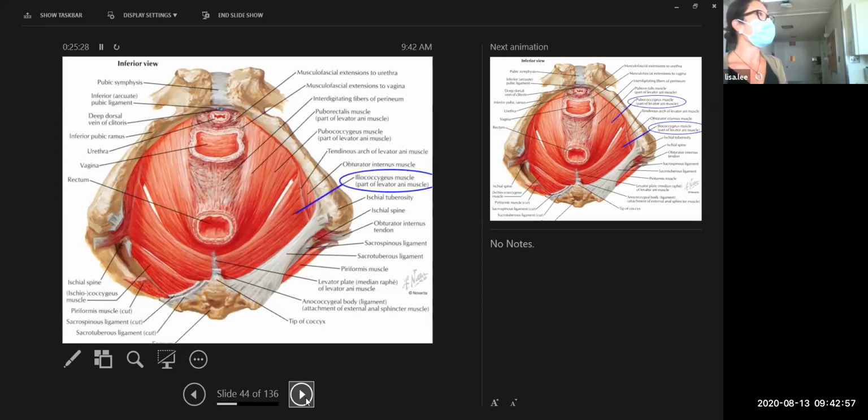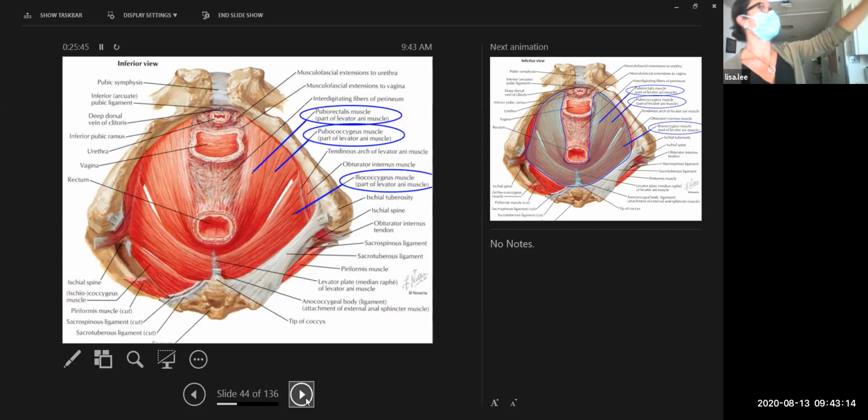Okay, and so the important parts of the pelvic floor are your iliococcygeus, pubococcygeus, and your puborectalis. Okay, and everything kind of makes sense, right? It's the part of the muscle that's near the rectum is the puborectalis, the pubococcygeus is in the middle, and the iliococcygeus is in the front with the ilium bone. Okay, so that's your levator ani. That's seeing it from below.